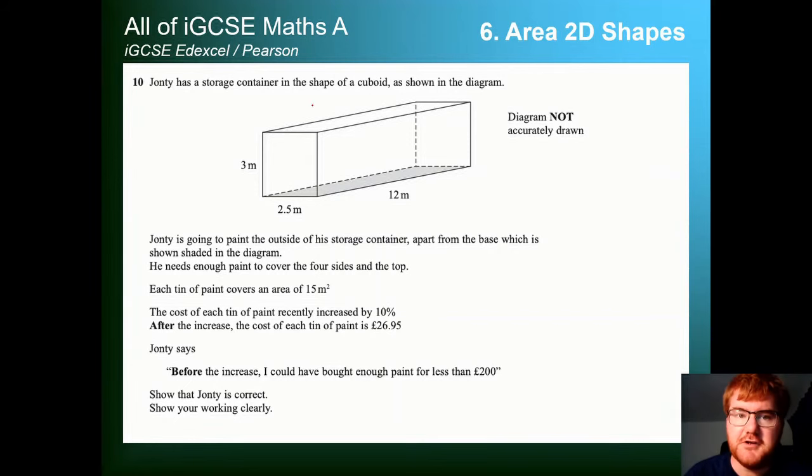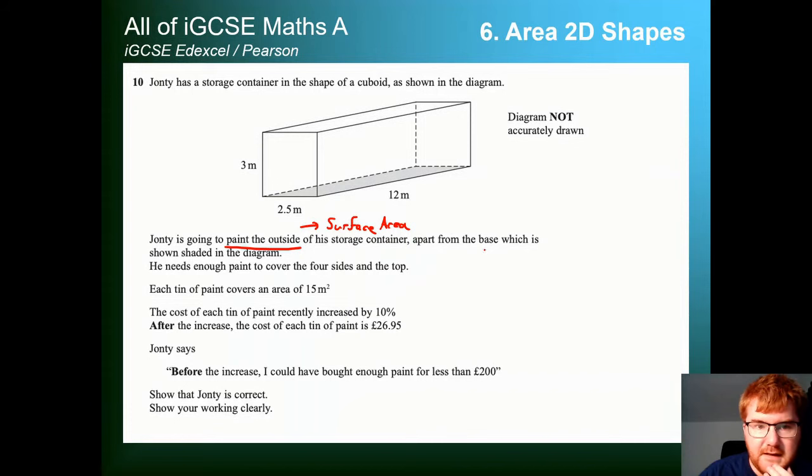So Jonty's got a storage container here in the shape of a cuboid, and we're given the dimensions of it. And he wants to paint the outside of it. So as soon as I see painting the outside, I'm thinking surface area. So first thing that comes to mind here, outside of the storage container, apart from the base, which is shown shaded in the diagram.